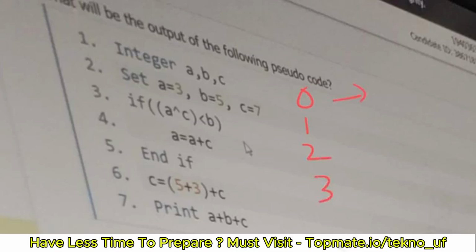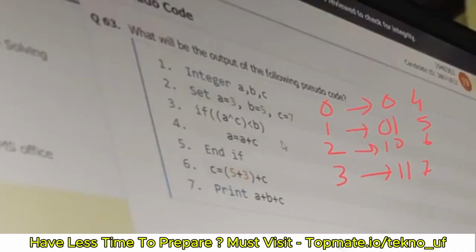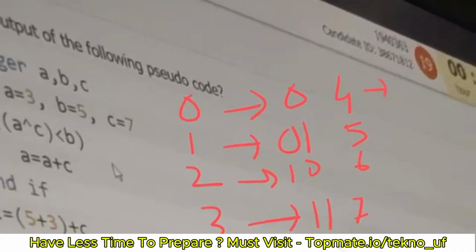Okay, so the binary representation is 0, this is 1, this is 10, this is 11. So this is actually repeated. Let's say for 4, 5, 6, 7, this is being repeated. So for 4 this is 100. So let's start with 100. Okay, so this is repeating.